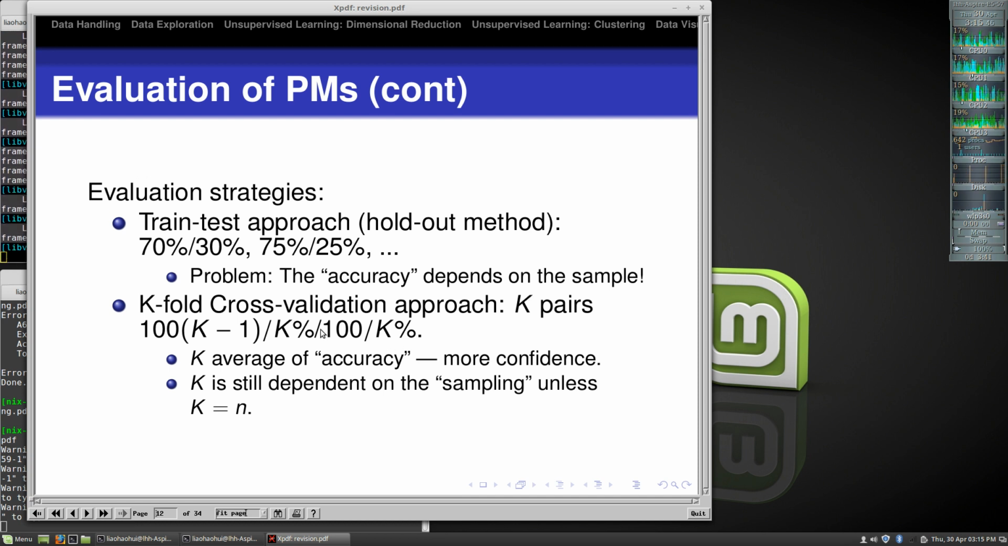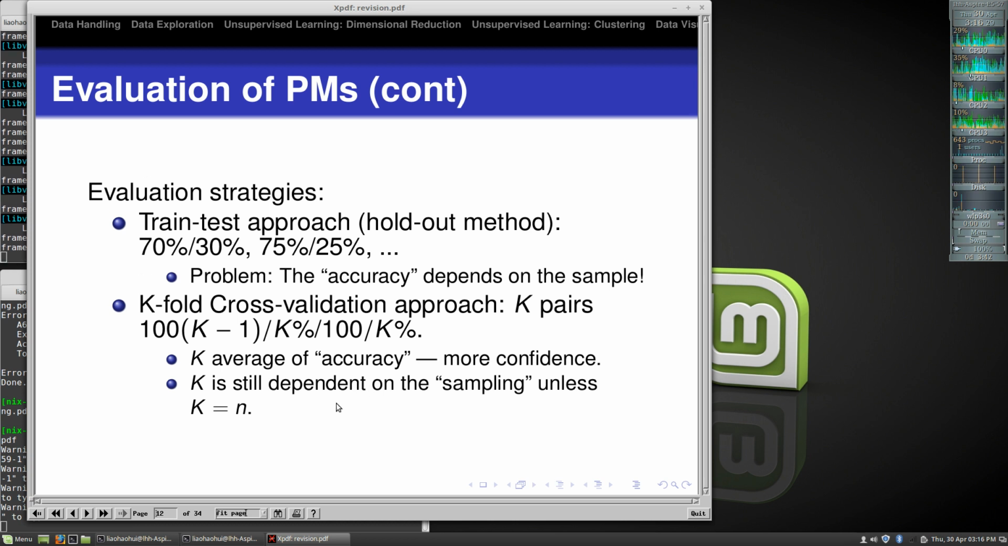So we just go through k folds. Let's say we have 10-fold. So we have 10 accuracies, and then we can just average them. So the accuracy we obtain, we would say that we have more confidence, because it's not based on just one train-test sample. So this approach gives us more confidence.